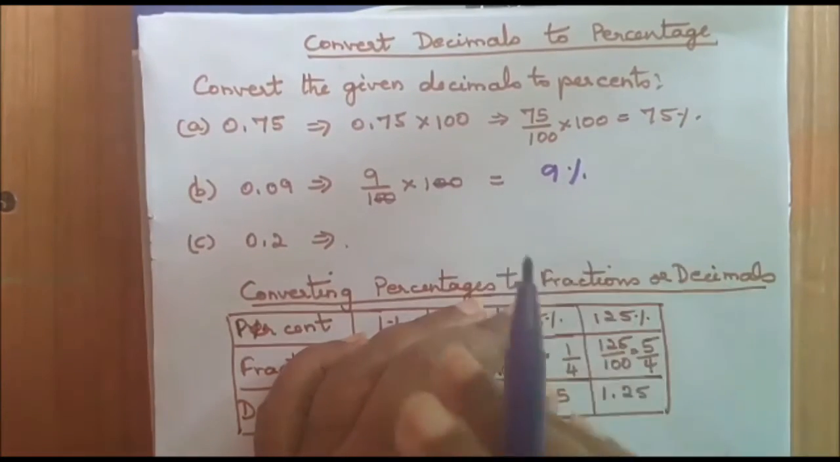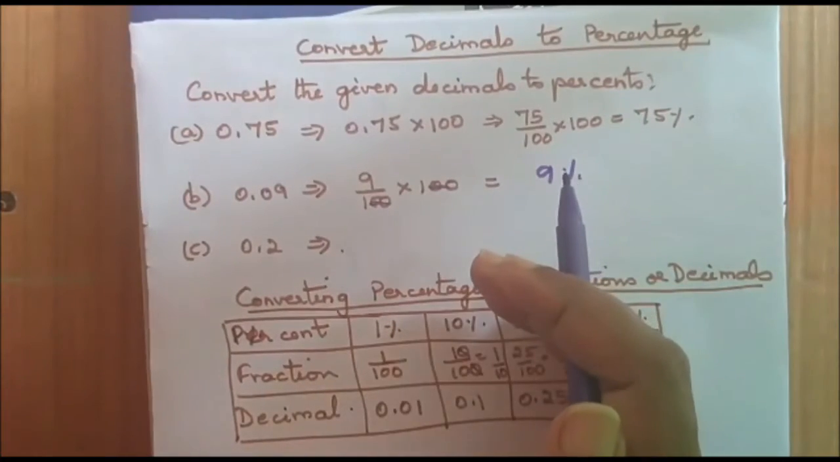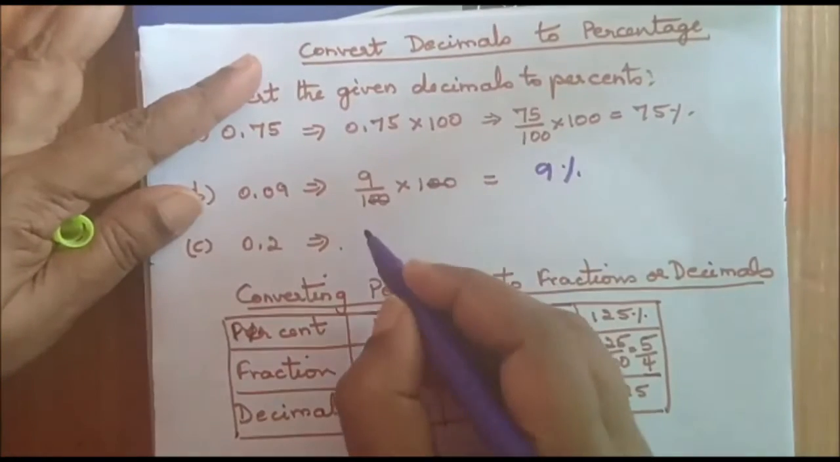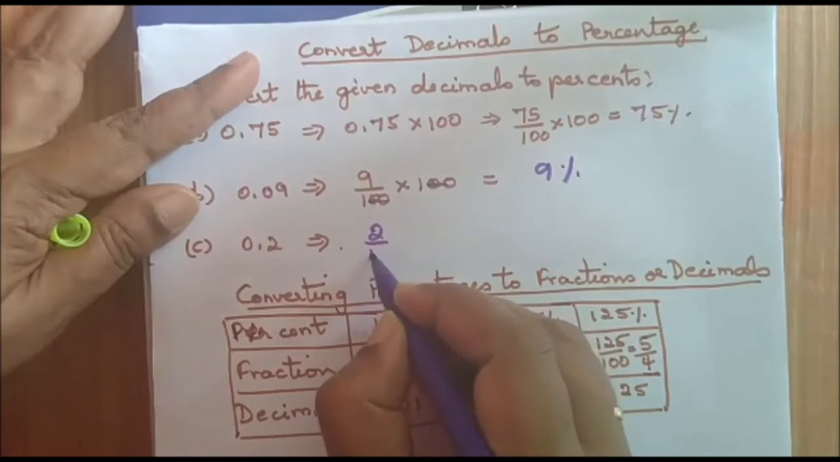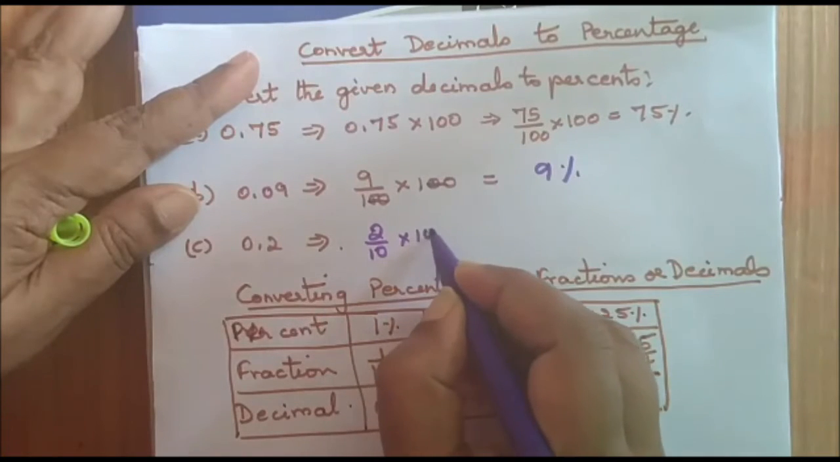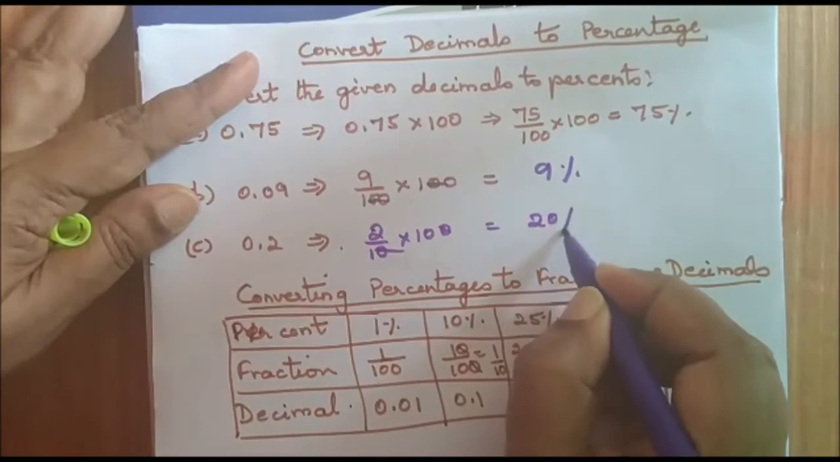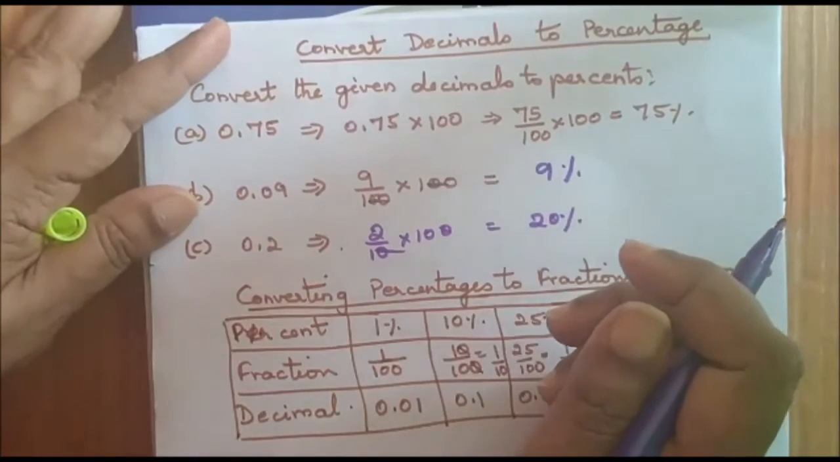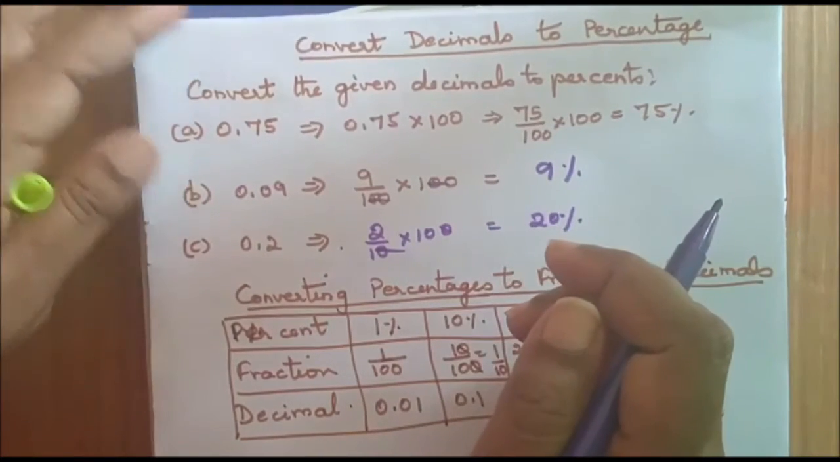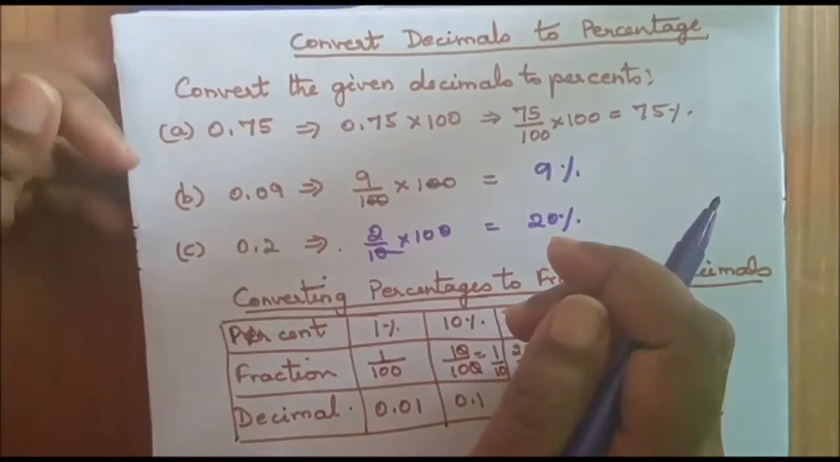Now, I have another value, that is 0.2. How do I convert it? 2 by 10 into 100. So, I get 20%. This is how I solve this problem. This is how we convert decimals to percentage.